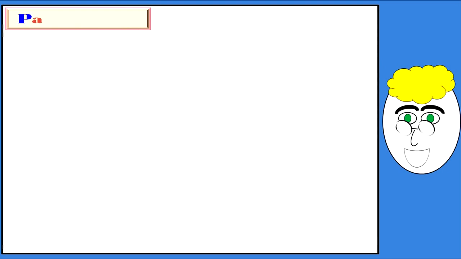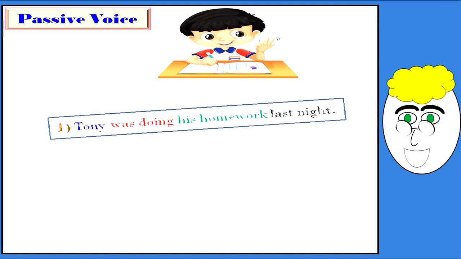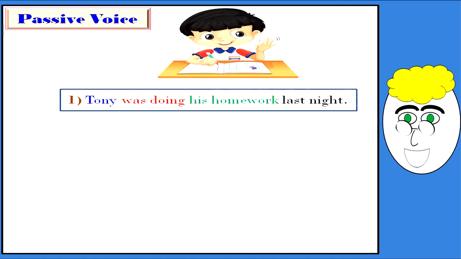Let's start now with the first example. This is a picture of Tony. Tony is a student. Can you guess what he was doing last night? That's good. Tony was doing his homework last night. The sentence is in the active voice.